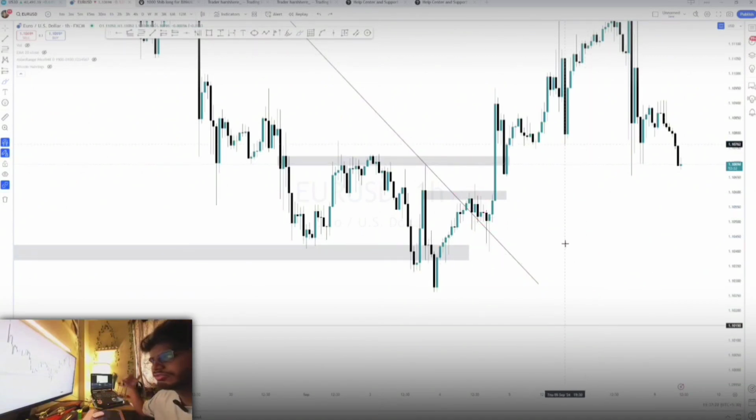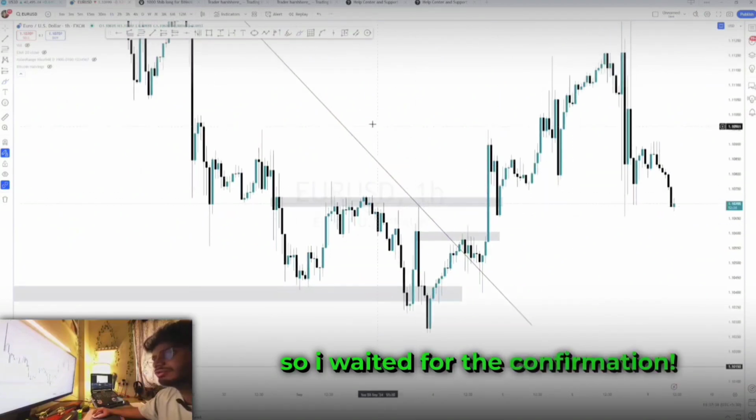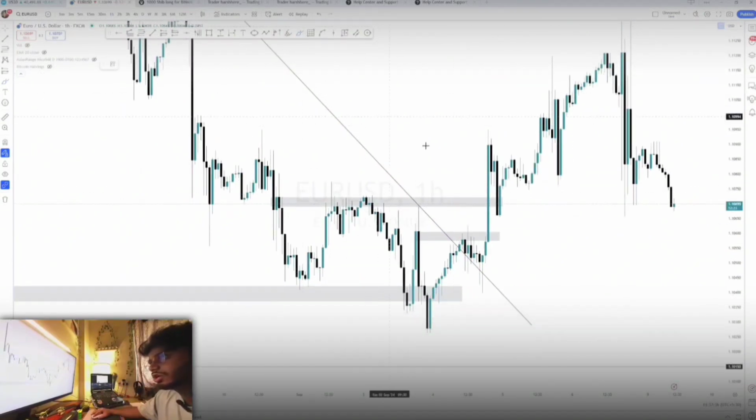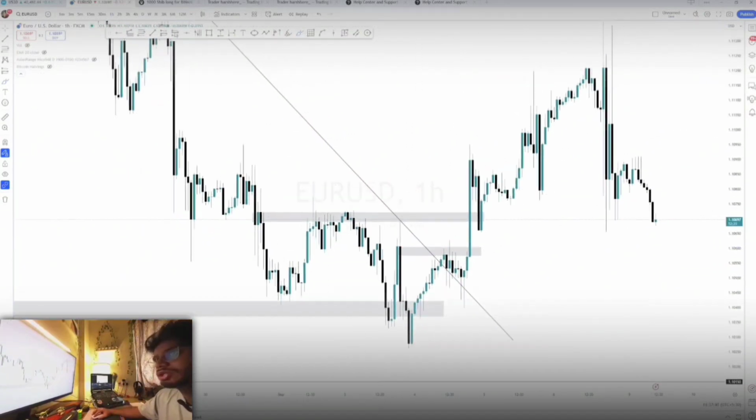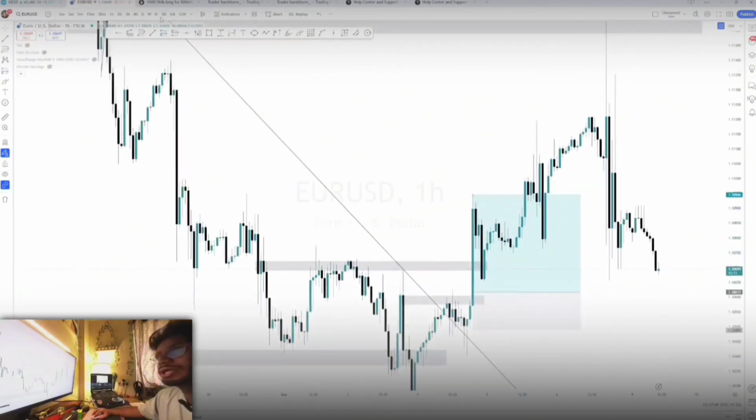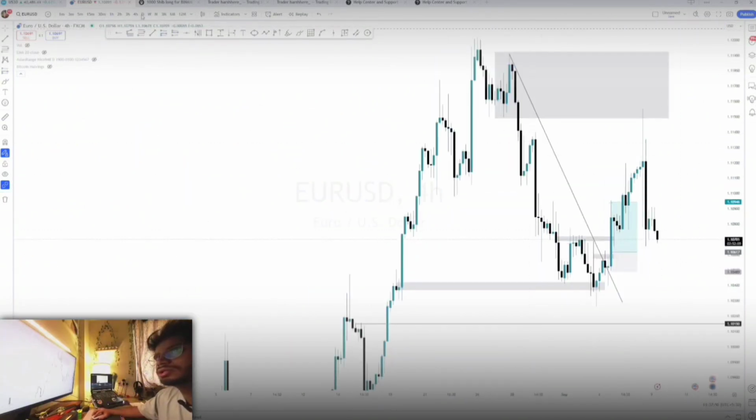Okay. Now higher time frame is bullish. Everything is indicating bullishness. Okay. So I waited for the confirmation, which in this case was the crossing of this resistance. Okay. Then what I saw that market was crossing with high volume. I entered here, kept my SL here, and my target was this supply zone. I think that was on daily.